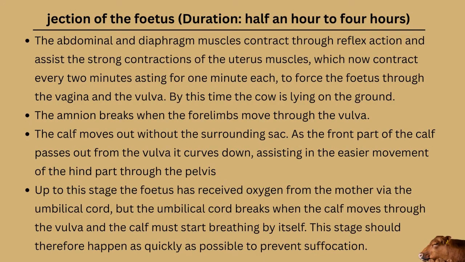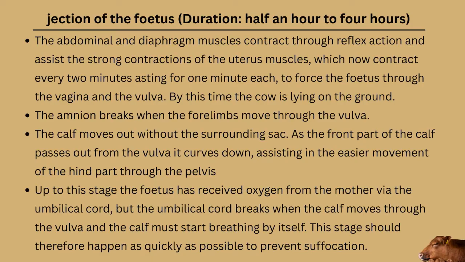Ejection of the fetus, duration, half an hour to 4 hours. The abdominal and diaphragm muscles contract through reflex action and assist the strong contractions of the uterus muscles, which now contract every 2 minutes, lasting for 1 minute each, to force the fetus through the vagina and the vulva. By this time the cow is lying on the ground.